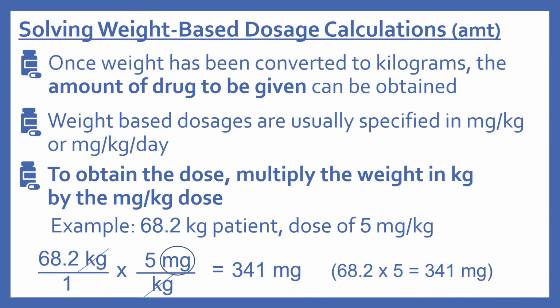Or if you want to set up the fractions that cancel like units, you can do it that way too, just so you can see how the units cancel, and it's a good double check on yourself. So 68.2 kilograms over 1 times 5 milligrams per kilogram. You have a kilogram on the top, kilogram on the bottom, those cancel. You're left with milligrams, so then you just do the math. 68.2 times 5 divided by 1 equals 341 milligrams.